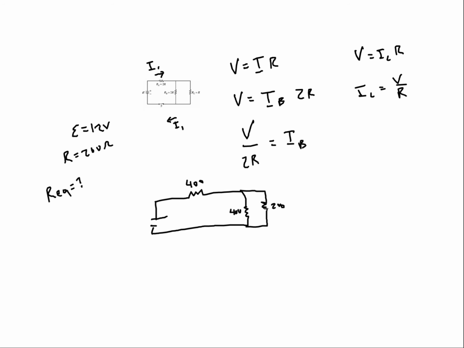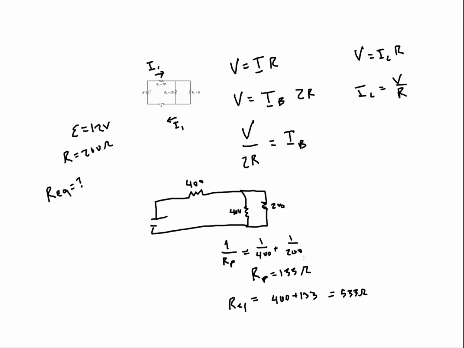The first thing I need to do is combine these two parallel resistors. So 1 over RP for the parallel resistors would be 1 over 400 plus 1 over 200. Solving for that, you get an RP of 133 ohms. Now this is in series with my first resistor, so R equivalent is just 400 plus 133, or 533 ohms. So that would be part C.